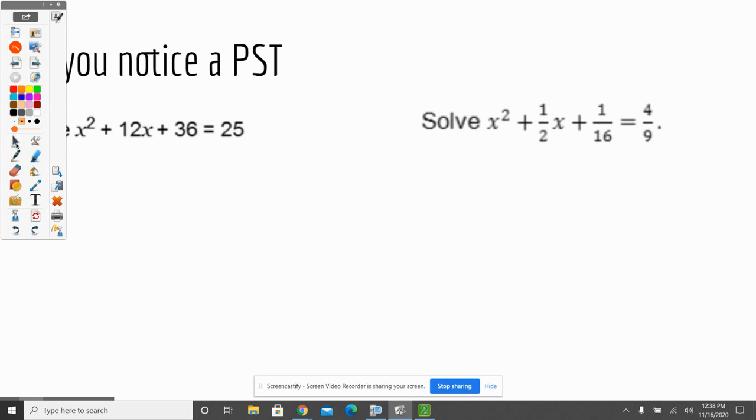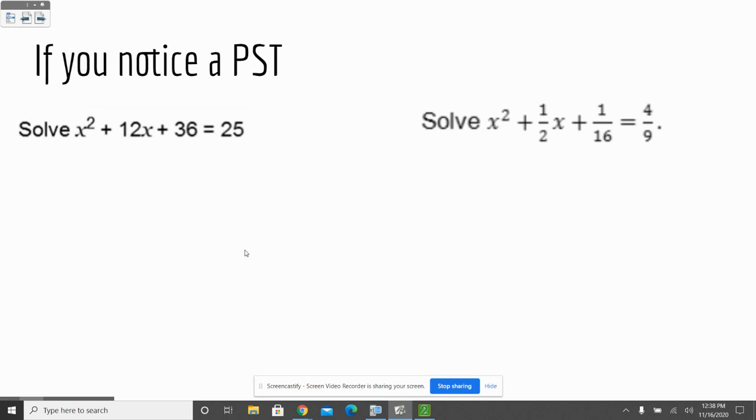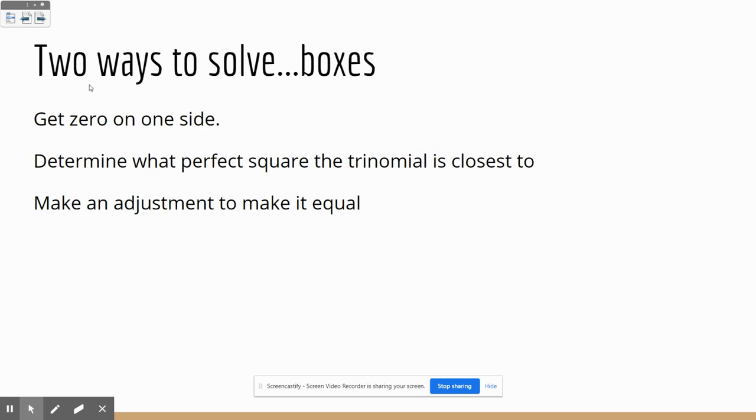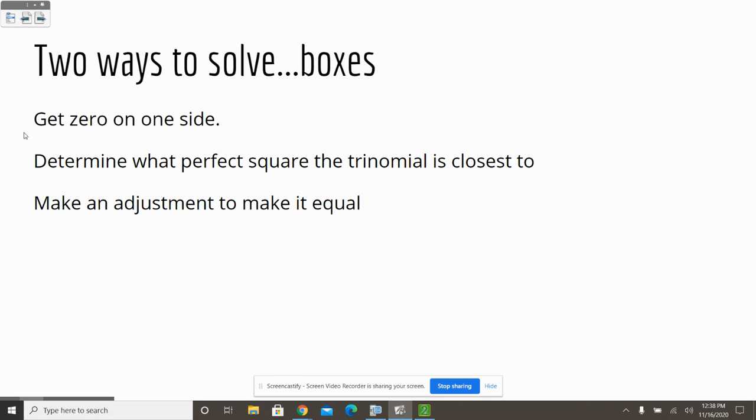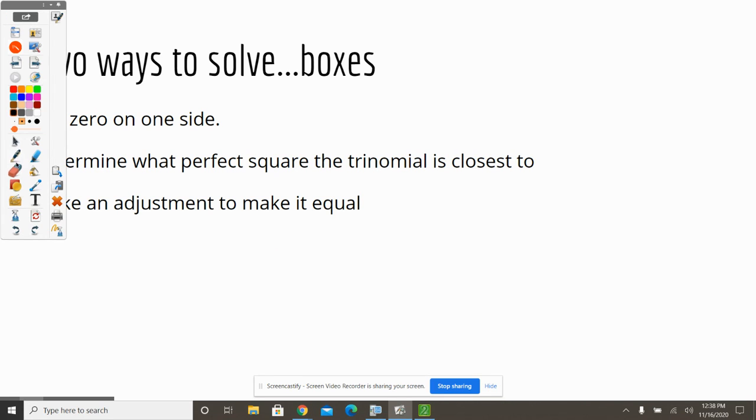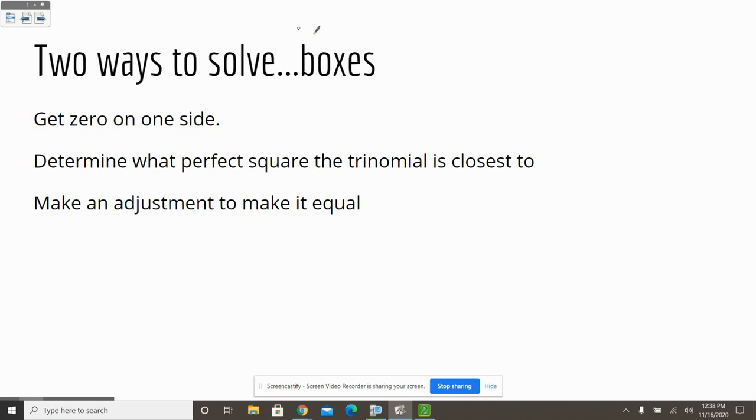But let's say you didn't know it factored or it didn't factor, because sometimes things don't. There has to be another option, and that's what we're going to talk about next. These are the ways you can solve. And it says boxes, and I'm going to tell you why. But this is called completing the square.